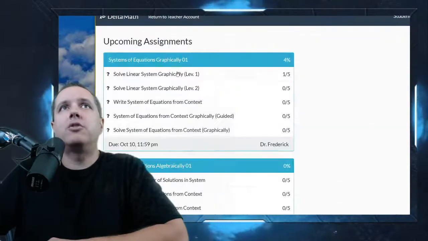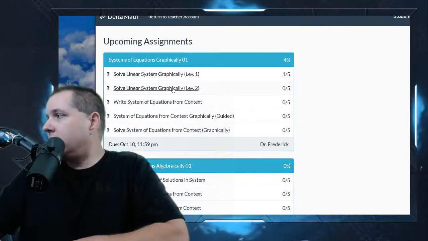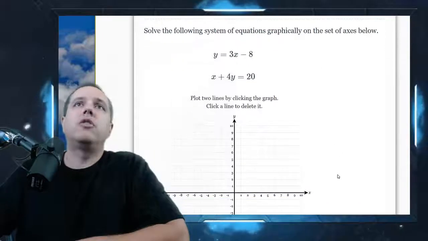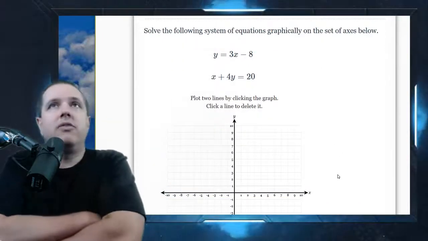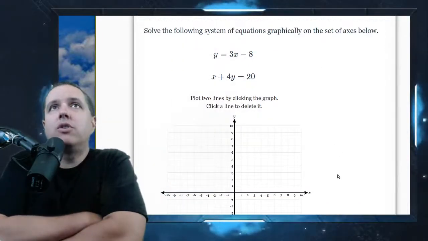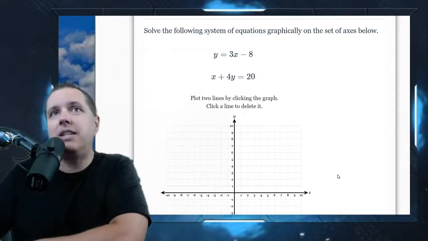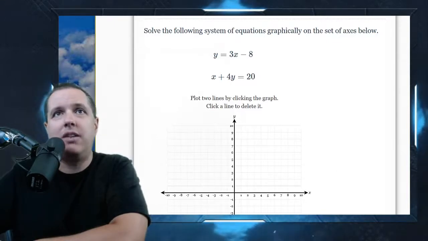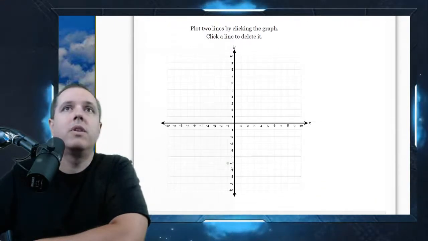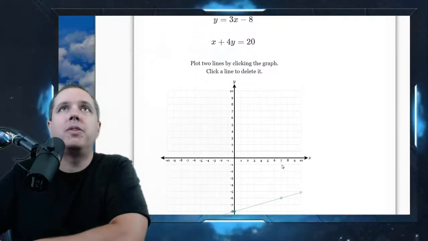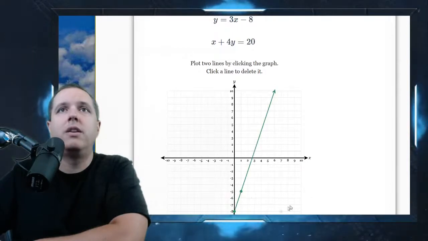So let's go back and try solving linear systems graphically level 2. Solve the system of equations graphically on the set of axes below. y equals 3x minus 8. x plus 4y equals 20. The first one's going to be easy because it's in slope-intercept form. So I go down to -8. Got a point there. And then my slope is 3, so I'm going to go up 1, 2, 3, over 1. There's my line.